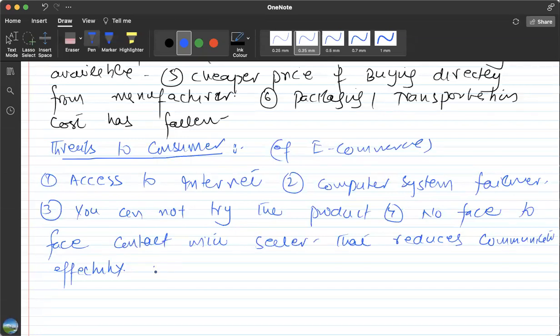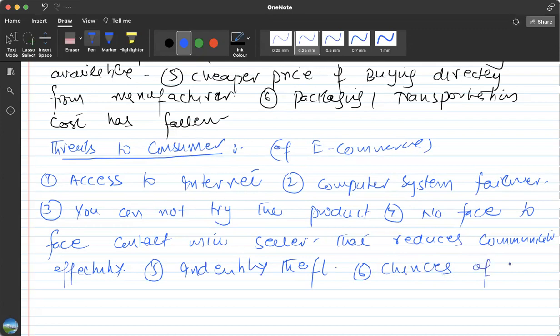Identity theft. Your data is stolen. Your identity is stolen. The websites use your data to provide information to many other buyers and other sellers in the market. So some consumers are not okay with that. And sixth, chances of fraud. The product sometimes never matches the picture that is shown. So these are the details of e-commerce, positives and negatives, both for the consumer and producers.